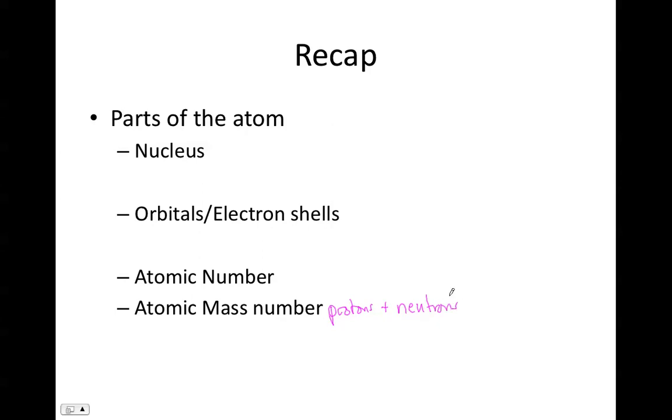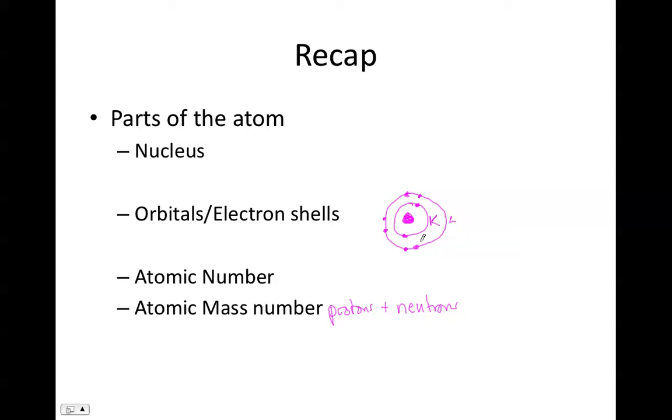One more thing I wanted to talk about. When we talk about electron shells, you have the nucleus, and the first shell, the first orbital, can hold 2 electrons, and we call that the K shell. It's symbolized by the letter K. The second shell can hold up to 8 electrons. It's the L shell.